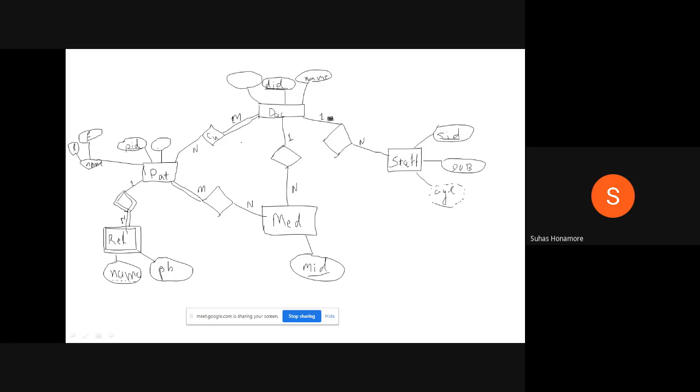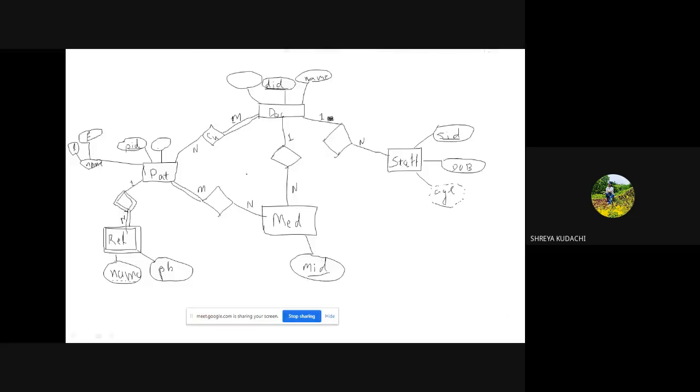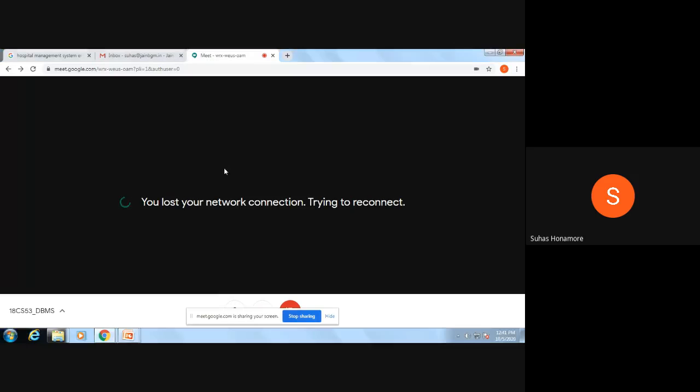Same thing, correct. So majority, what kind of question will be approached? Maximum of the time it will come as a company database management system. So whatever we studied, that ER diagram, that ER diagram only will be there.